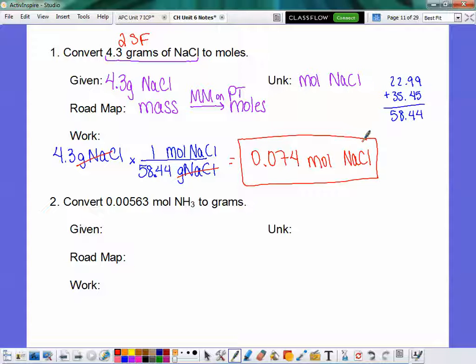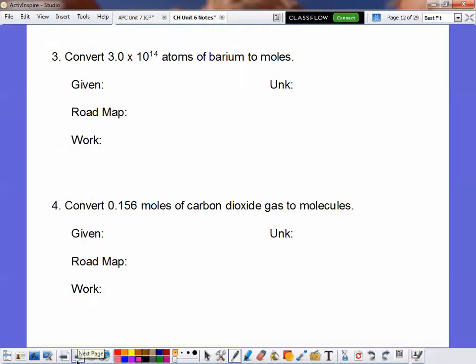We're going to skip number 2 for right now. We'll come back to it when we do some individual practice or pod practice, because it's just the opposite. That's a mole to mass. I want to skip number 3 as well. You guys will do that one in your pods in a little bit. Let's jump to number 4.